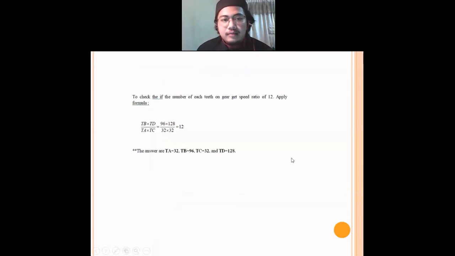Next slide. So to check the number of teeth on each gear, we get the speed ratio of 12. Now we use the formula of teeth B times teeth D over teeth A times teeth C, and we get the ratio of 12. So it is correct by the answer that we have done in the calculation.